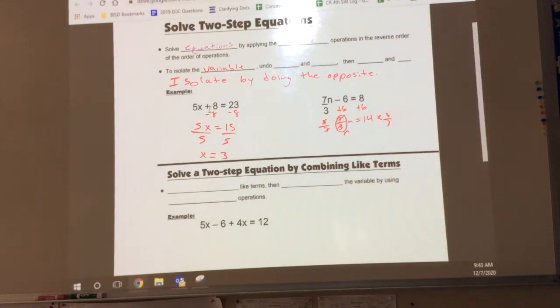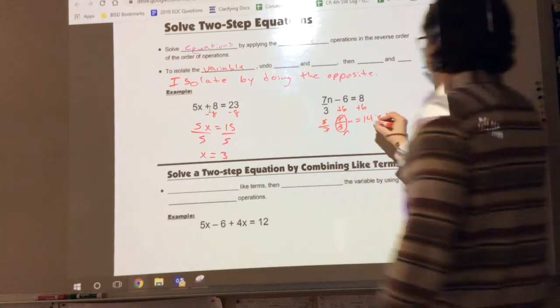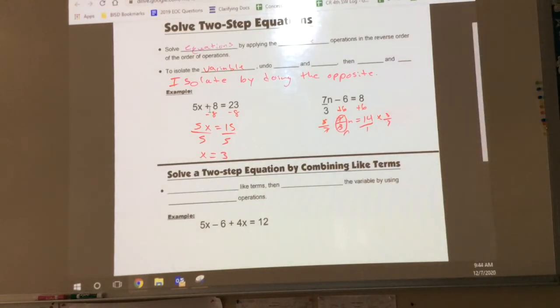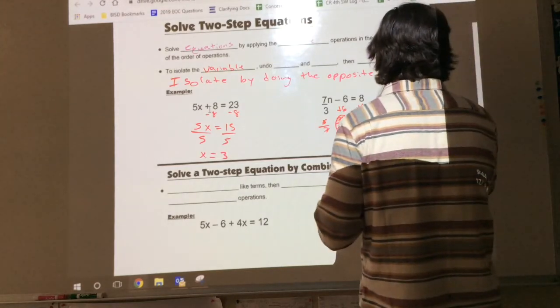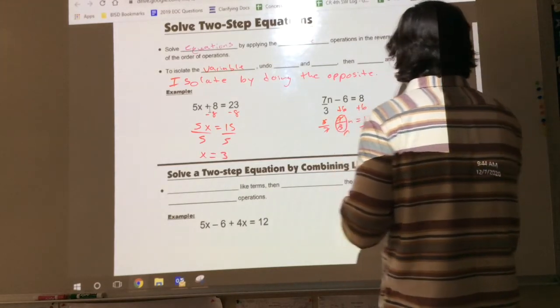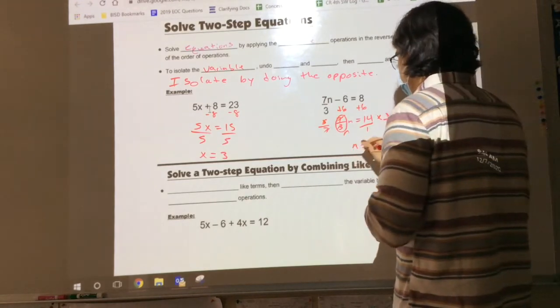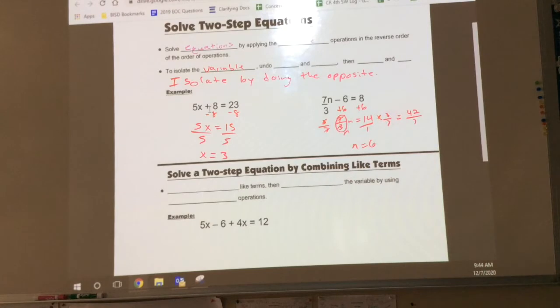How do I turn 14 into a fraction? Put it over 1, right? All right. 14 times 3 is 42. What is 7 times 1? What's 42 divided by 7? 6. N equals 6. Y'all, it's pretty easy, right? I know it takes a little bit of time. It takes some thought process, but it's not too shabby.